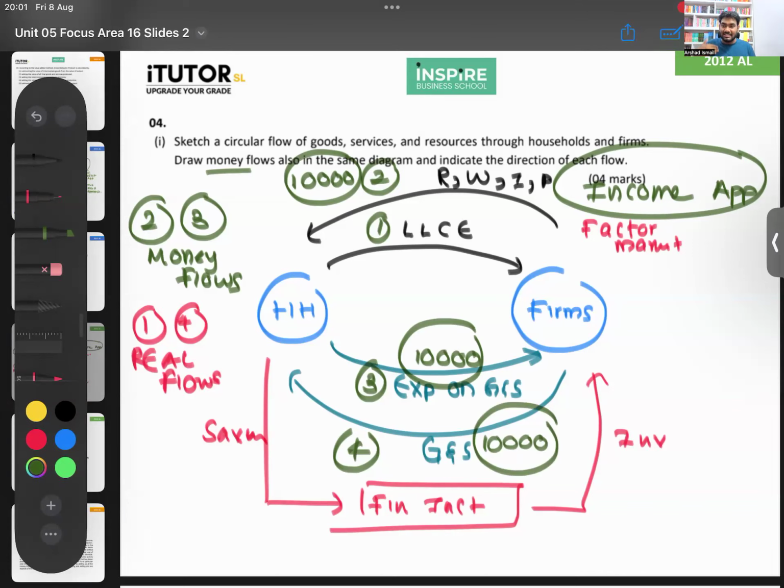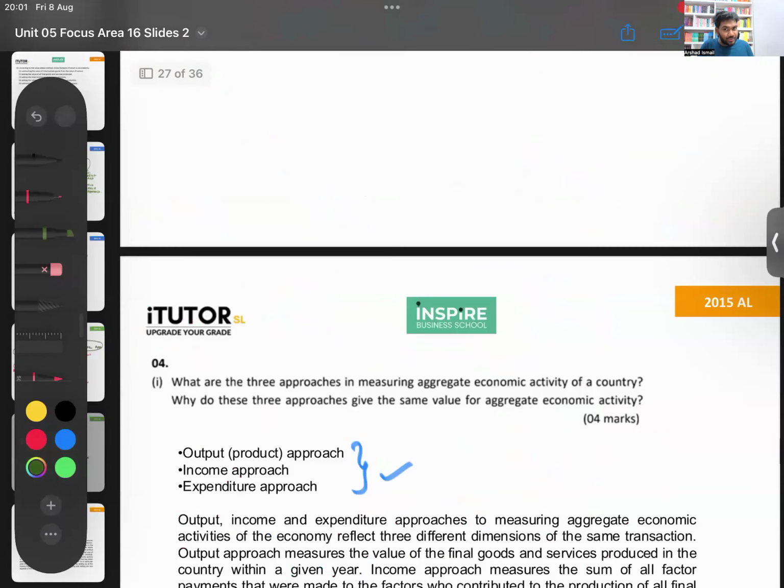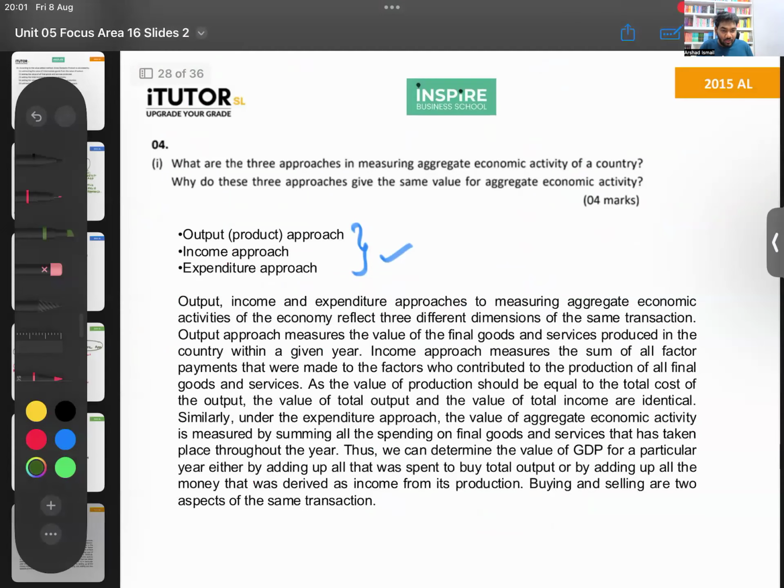One is the person's income. The other one is the person's expenditure. The other one is the goods that they're getting in return for their expenditure. So it's kind of the same thing. You're looking at it through three different lenses. That is why all three approaches give you the same value for GDP.